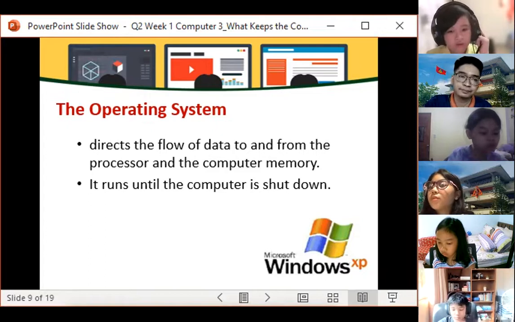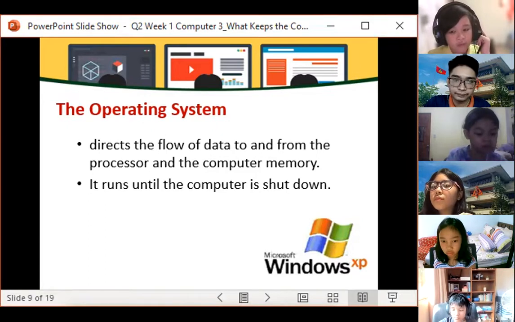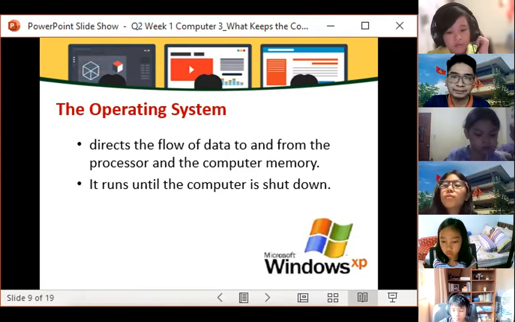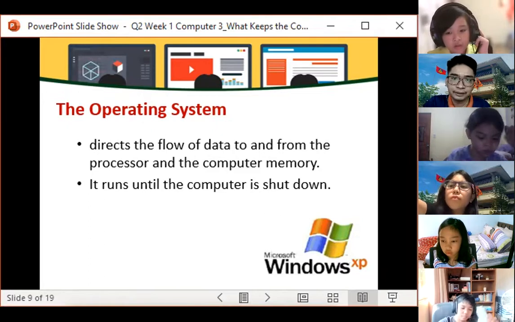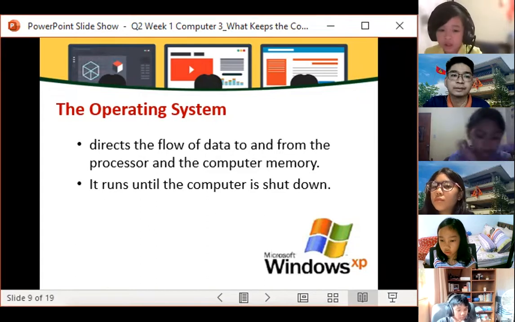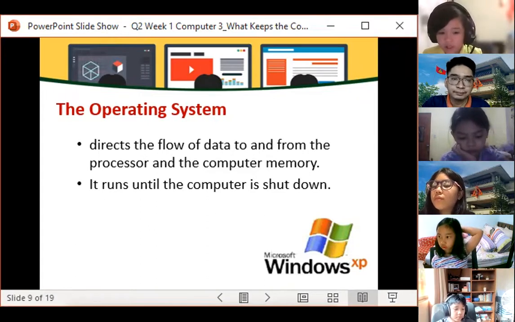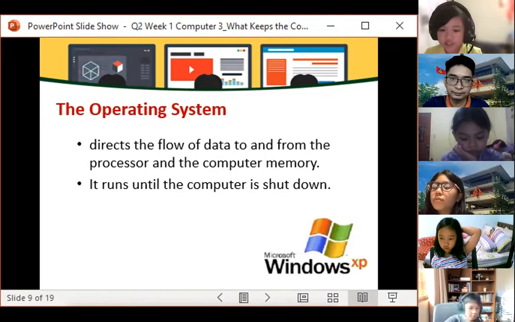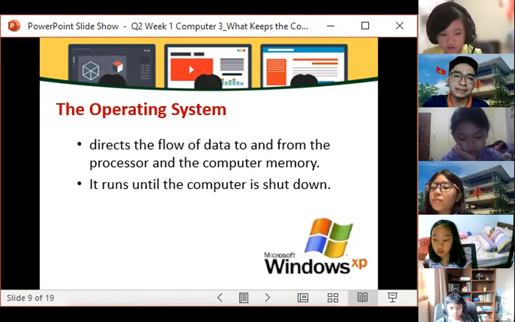Directs the flow of data to and from the processor and the computer memory. It runs until the computer is shut down. Okay, thank you so much, Jace.